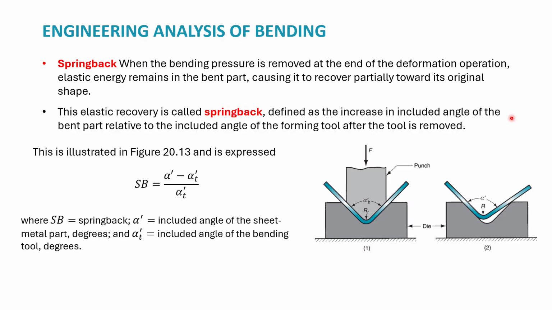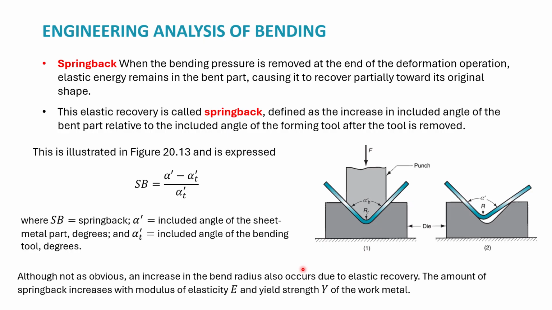And the spring back can be simply calculated by knowing the values for alpha prime and alpha prime T, and then we can simply find the spring back ratio. Okay, so alpha prime is the included angle in the sheet metal part in degrees, and alpha prime T is the included angle of the bending tool in degrees.